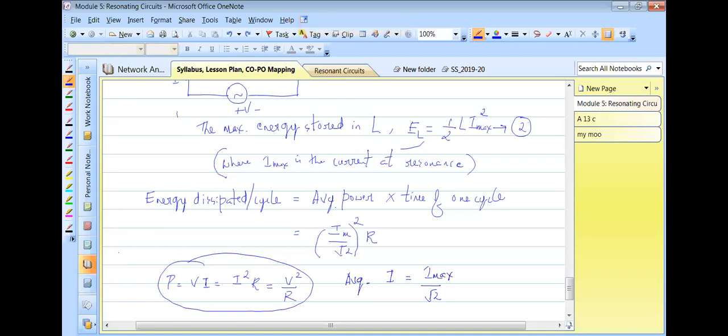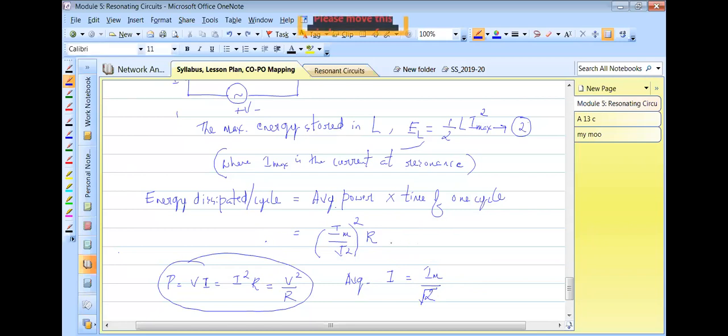Here you should understand the average current is given by Im by root 2. That Im by root 2 has come here. And since power is I squared R, we have Im by root 2 whole squared into R. Now what is the time of one cycle?